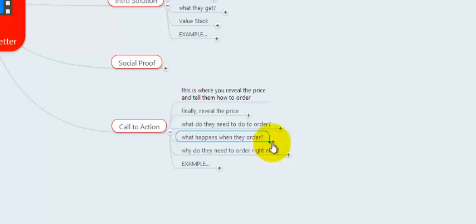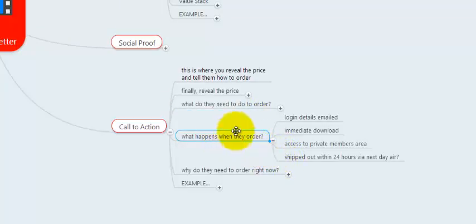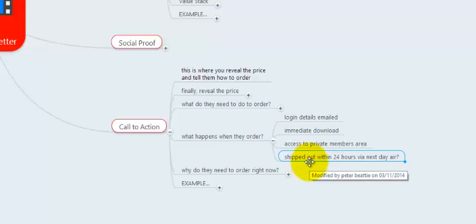People like to know how they actually get access to something, or how the service is going to be rendered. When do they actually get the thing they bought? So again, using digital products as an example, what happens when they order? I would go on to say, once you complete the checkout process through PayPal, your login details will be instantly emailed to you, where you can access the private members area and immediately download everything that you just bought. Or if you're doing a physical product, you could say, once you complete the checkout process, you will receive an order notification from us via email, and your order will ship out within 24 hours via next day FedEx Air or something like that.